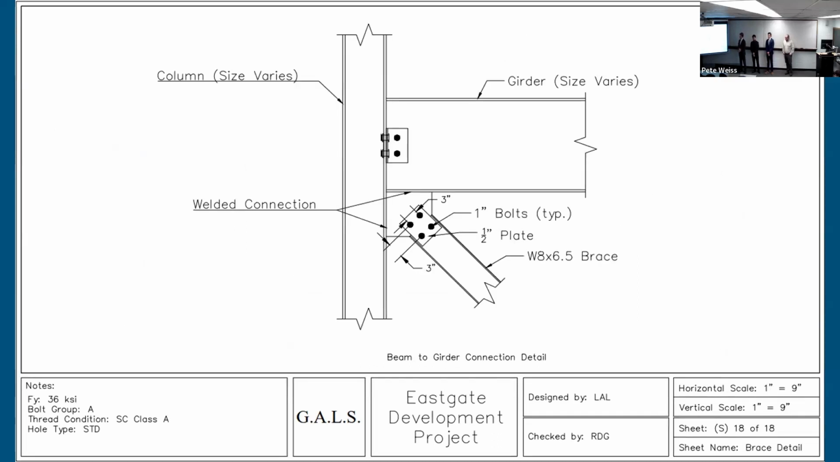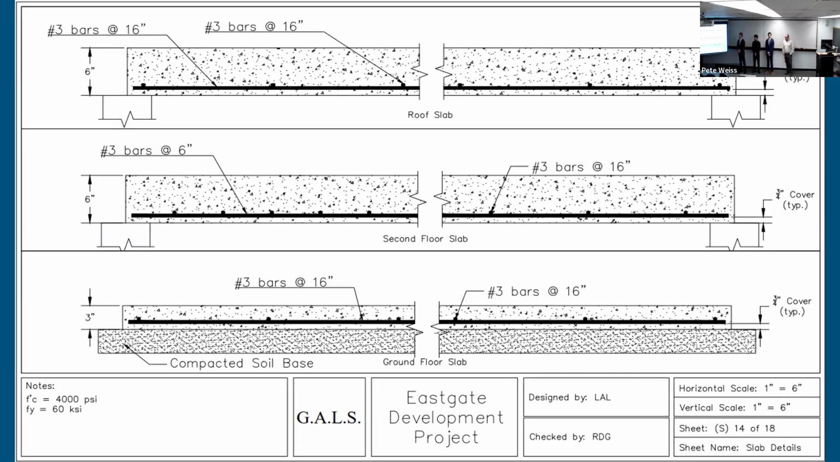Which you can see here, the brace connection. We used four 1-inch bolts and a 1/2-inch thick plate to make sure that the brace is connected properly to the beam and the girders. And then we also utilized concrete slabs for this building.